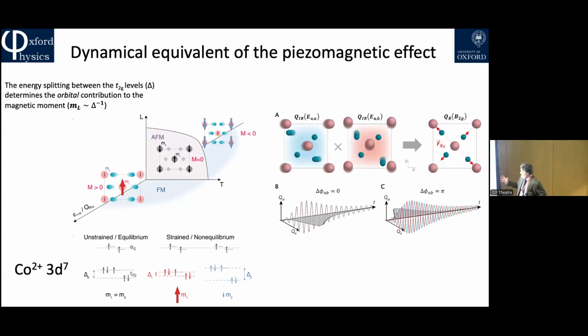Now, if you go into the detail, you say, well, okay, which mode then? There's more than one Eu mode. It has to be a degenerate mode. There are several modes that have the same symmetry, and each of them will produce a different pattern of atomic displacement and will produce a rectified response when it couples to the Raman mode.